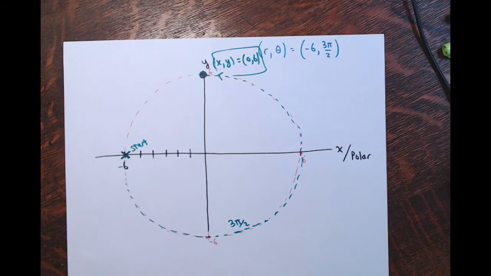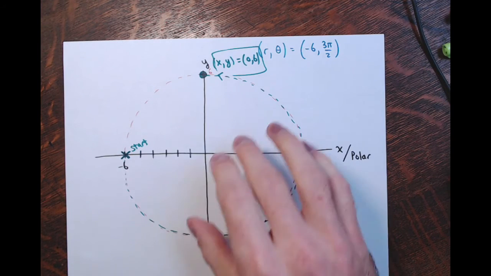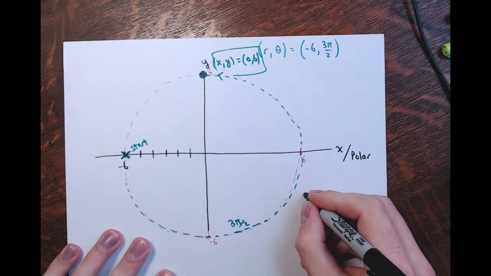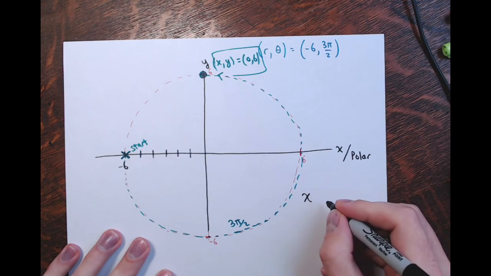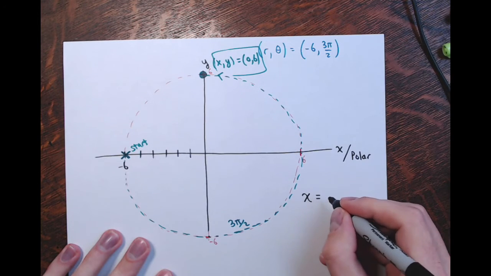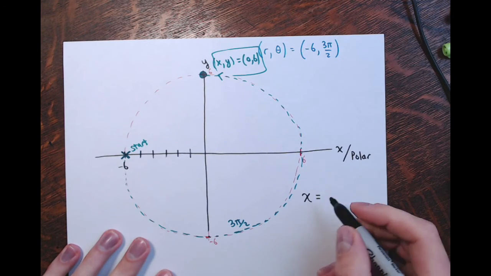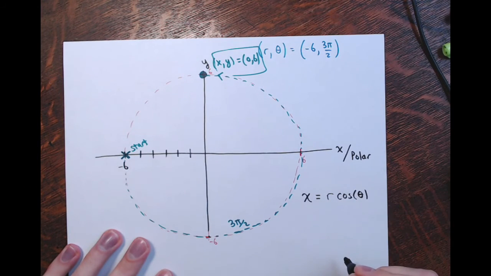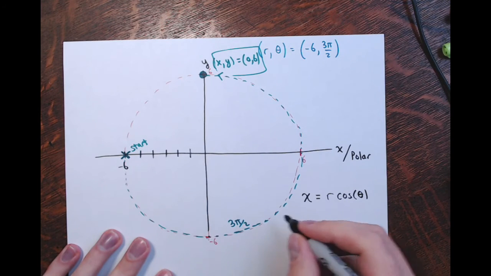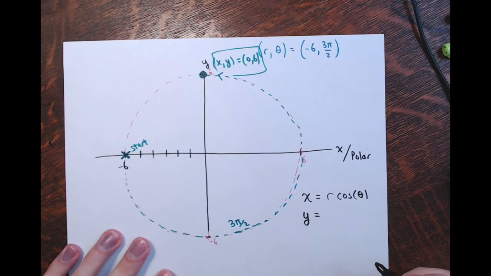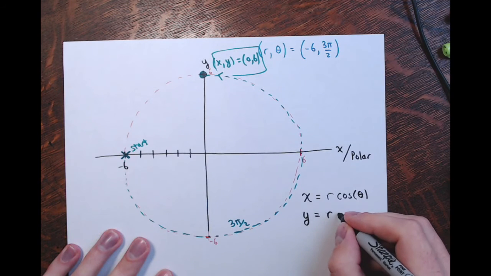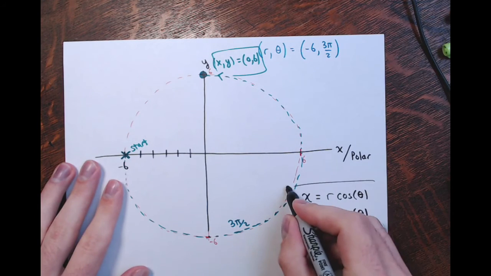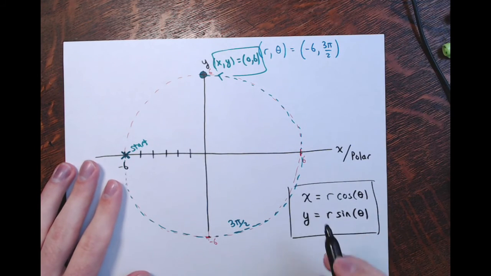So you can very clearly see it from a picture. It's not always easy to see from a picture, but most of the time you're going to use these formulas. Remember the relationships between x and y and r and theta. The x coordinate of some point is going to be the value of r times the cosine of the value of theta. And the y coordinate of your point in rectangular is the value of r times the sine of theta. You're going to be using these to convert from polar to rectangular.